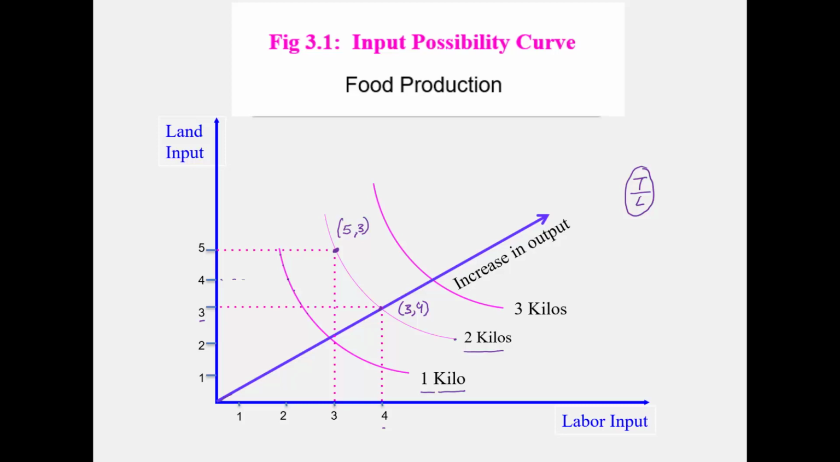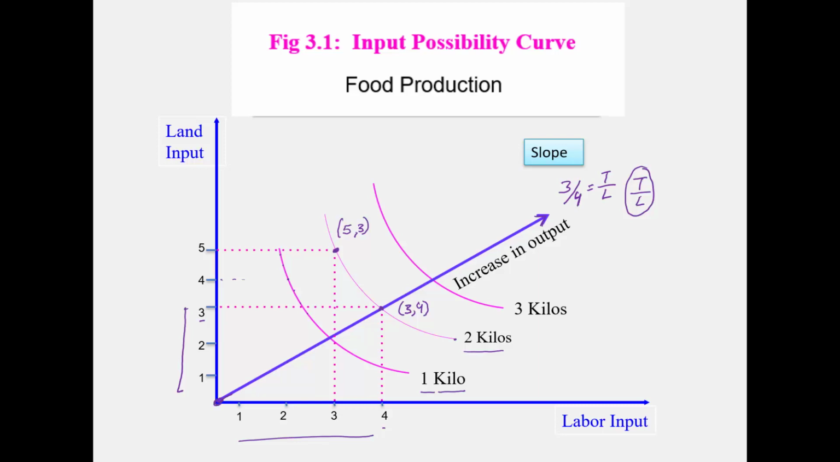Now, let's look at this line here, increase in output. What is the slope of this line? Well, rise over run. So you have land and labor input, and the slope here is rise over run, 3 over 4 is 3 by 4. So that is the land by labor ratio if the producer is using land by labor and is following this line, right?